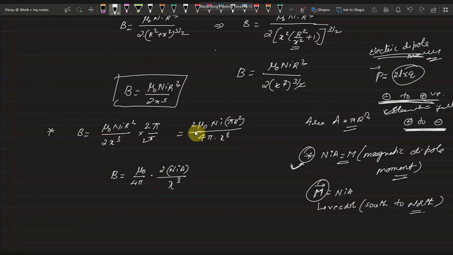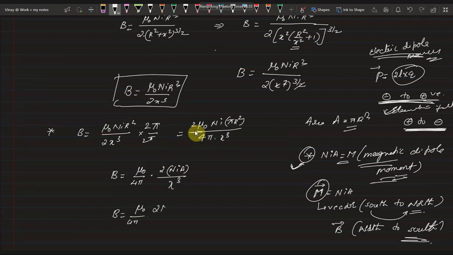In the same way, magnetic field direction north to south. The magnetic field direction north to south. Magnetic dipole moment direction south to north. That is the important concept. Then you can write magnetic field B is equal to mu naught I by 4 pi into 2 into capital M by x cube.